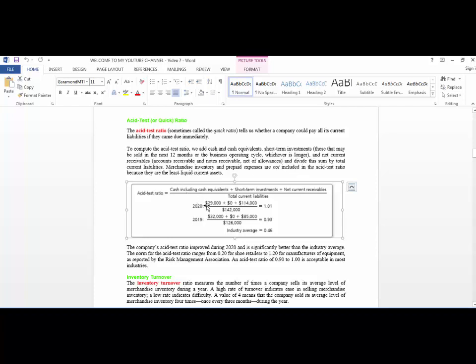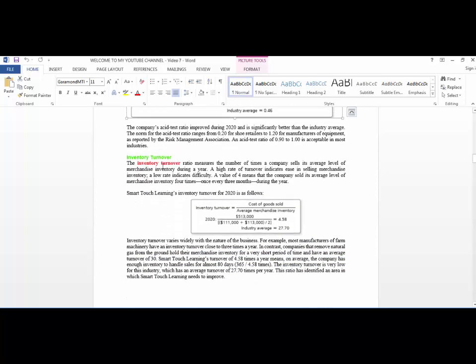The reason is that the company has merchant inventory and prepaid expenses that are not included in the asset test ratio because they're the least liquid current assets. So that's the reason for the asset test ratio, or quick ratio. If I summarize, if the ratio is better, then a company can pay its current liabilities if they came due immediately. Okay. So the third one is based on the inventory turnover ratio.